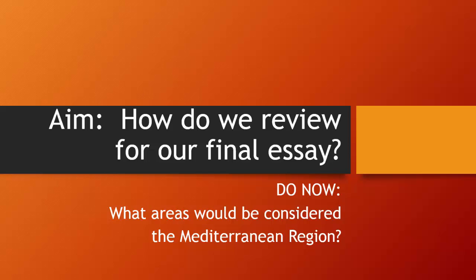So before we start actually talking about some of the changes and continuities that happened to the Mediterranean world from 200 to 1000, I want you to think about what areas first would be considered the Mediterranean region. Look at your chart. Hopefully you figured some of this out. I mentioned this in class last week. So I want you to think about that before we start talking, because we want to make sure that you're writing about the proper time, not only time period, but the proper region.